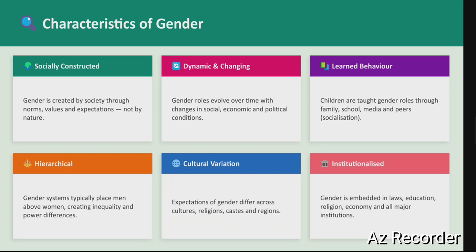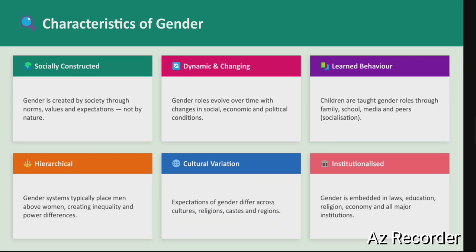Learned behavior. Children are taught gender roles through family, school, media and peers. So how do children know? Of course, first from their family, what they are following, generation to generation and the current generation. Of course, from school. And nowadays, it's important to note that they are also following the media and getting to know about behaviors and how society is going on.